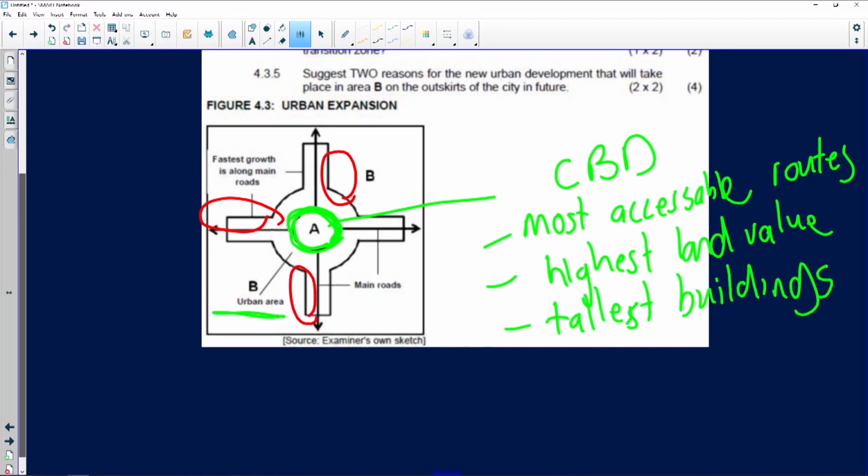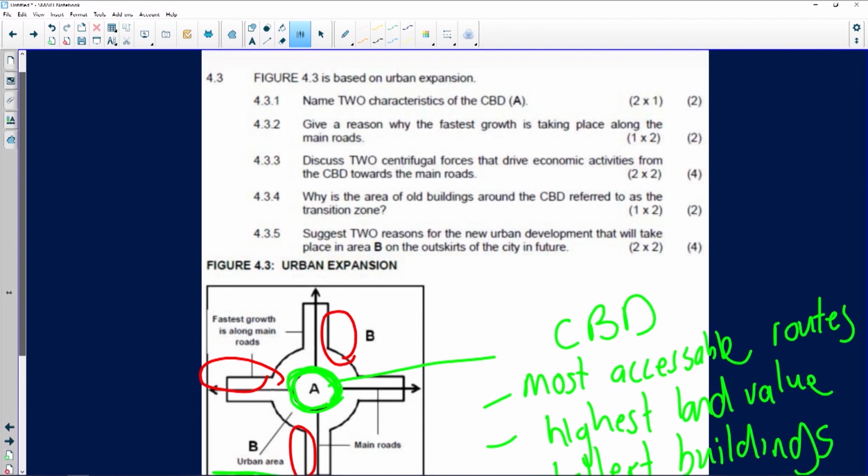Products as well. We're looking at light industries that we usually find on the outskirts of the CBD, to get their product from the manufacturer to the consumer. So it makes it much easier to transport their goods. So that will be the answer for question 4.3.2.